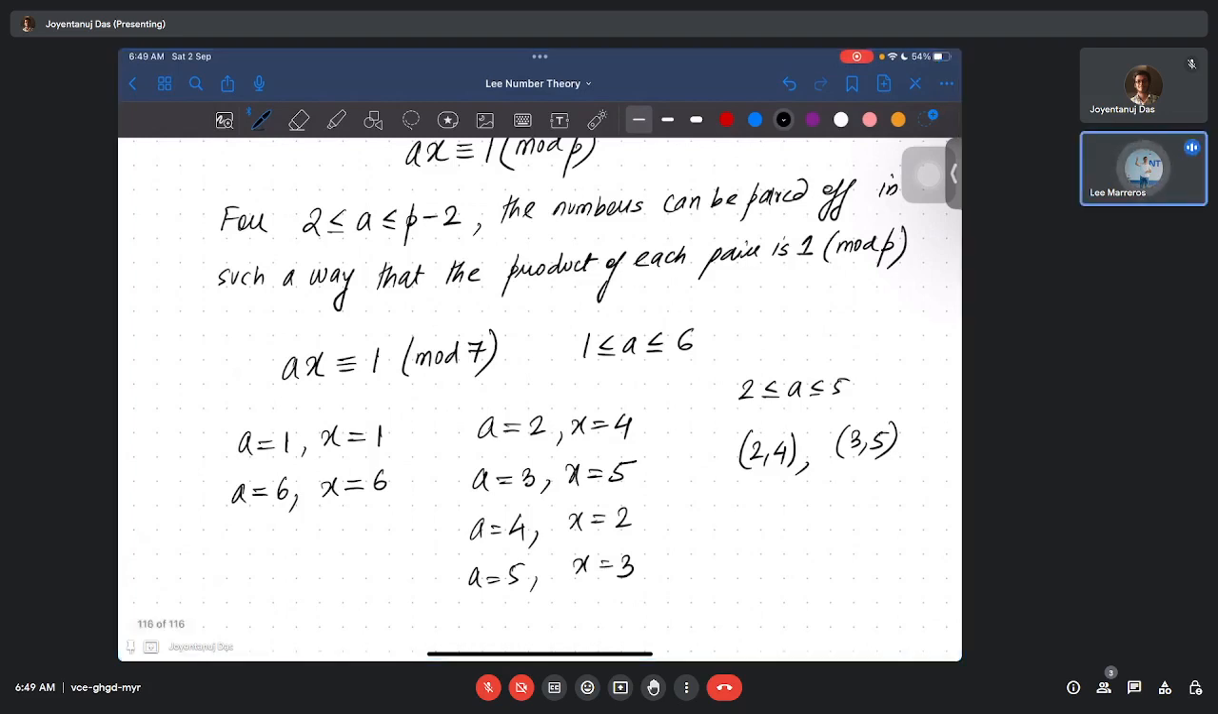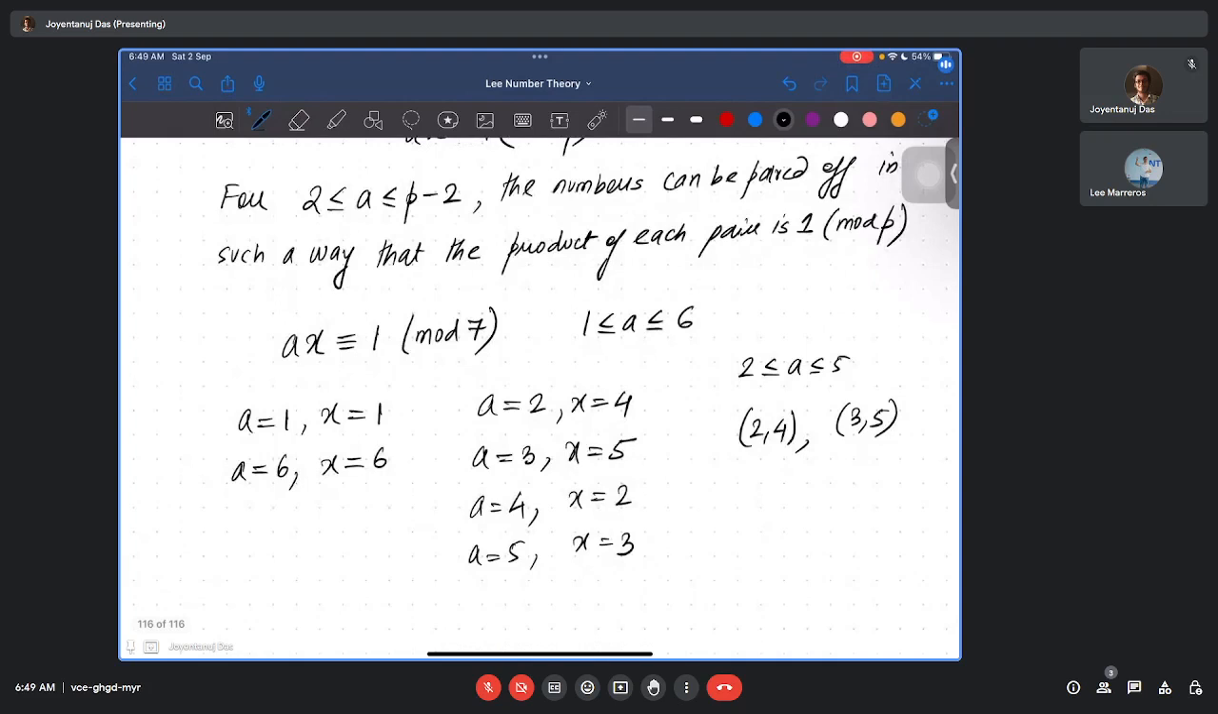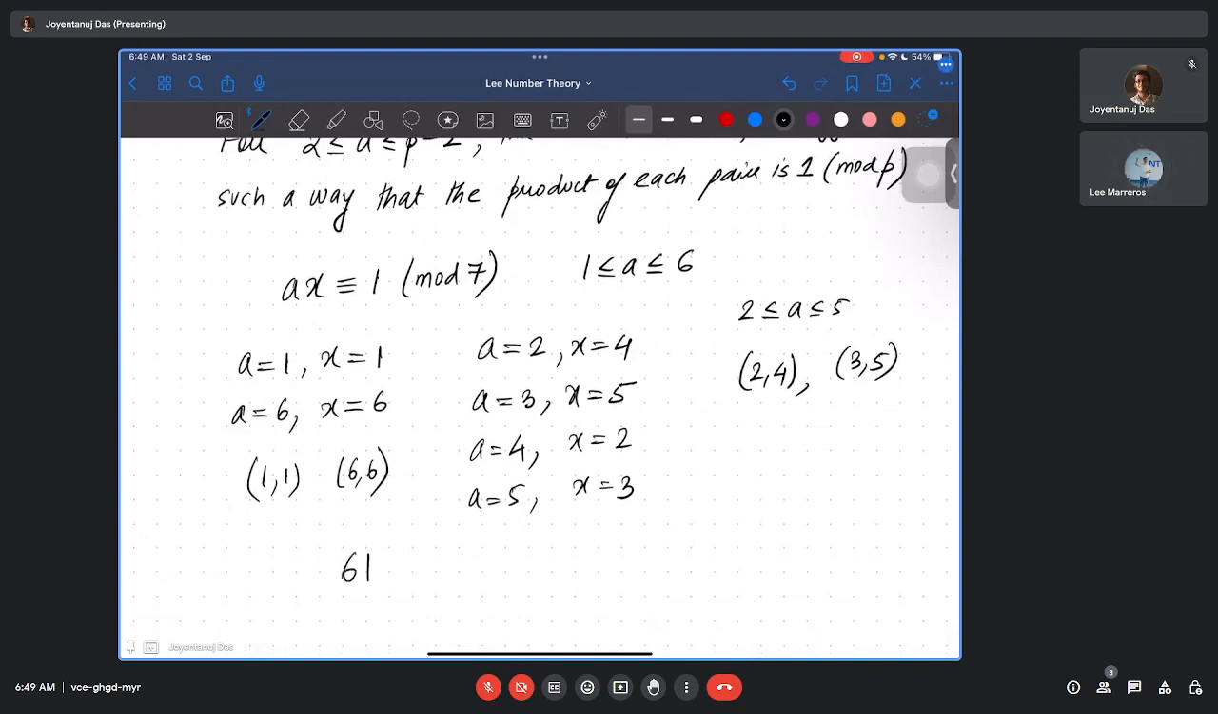What we have already separated is 1 and 6. So 1 and 6 do not pair with anybody else; they pair with themselves. 1 comma 1 is a solution, and 6 comma 6 is a solution. Now when I want to find 6 factorial modulo 7, I write down all the quantities: 1 times 2 times 3 up to 6.